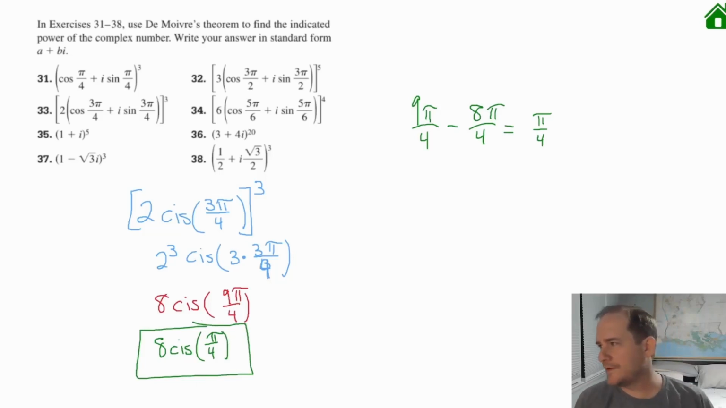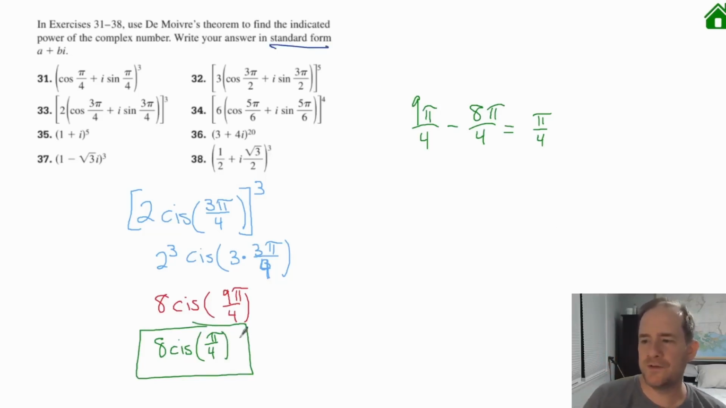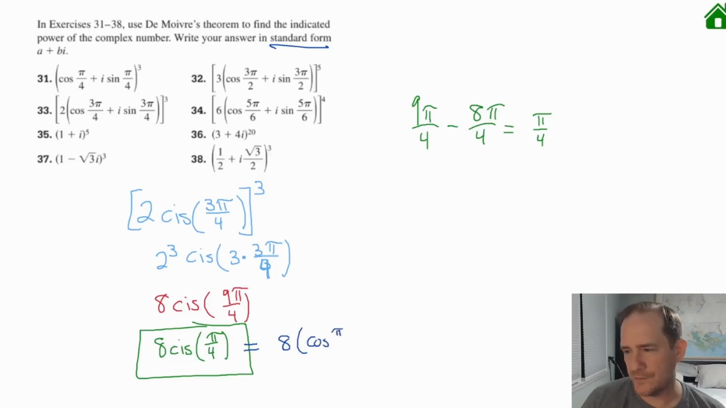Because, look up there. They wanted standard form. So standard form means you better take this thing and kind of expand it out again. Remember, cis stood for cosine plus i sine. And so just evaluate those two. Cosine and sine of pi over 4 are both just root 2 over 2.